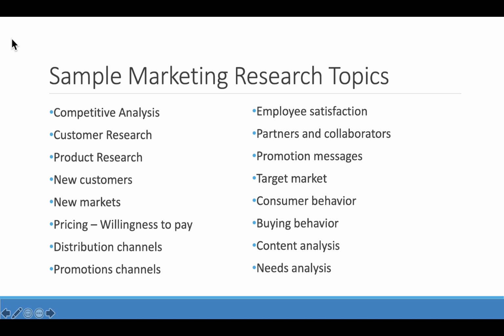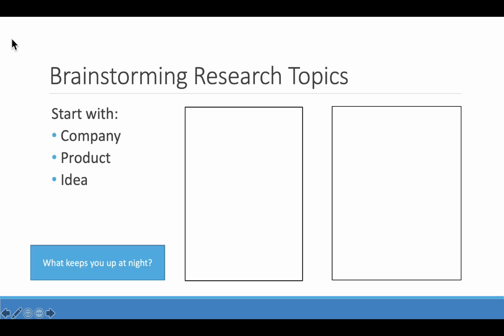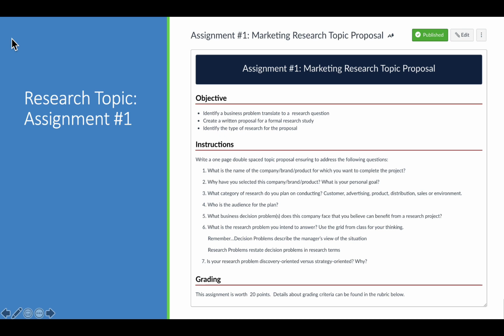So if you'll recall from the last time we talked about research problems and business problems, I gave you a list of sample marketing research topics. And trust me, this is not even scratching the surface of the types of research projects you could have. So you also, last time, did a little bit of brainstorming. Maybe you started with a company that you know, or maybe a product that you've tried that you don't think is really working well. Maybe you have an idea that you want to discover. So go ahead and take out that brainstorm list, and I want you to focus on this assignment.